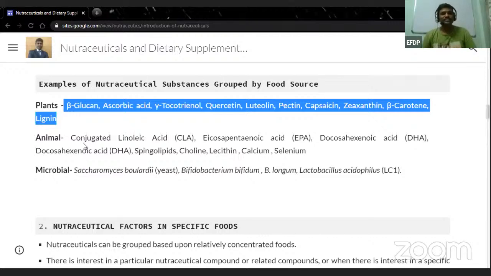Okay, so these are nothing but animal products. Examples are CLA, EPA, choline, lecithin, calcium, selenium.